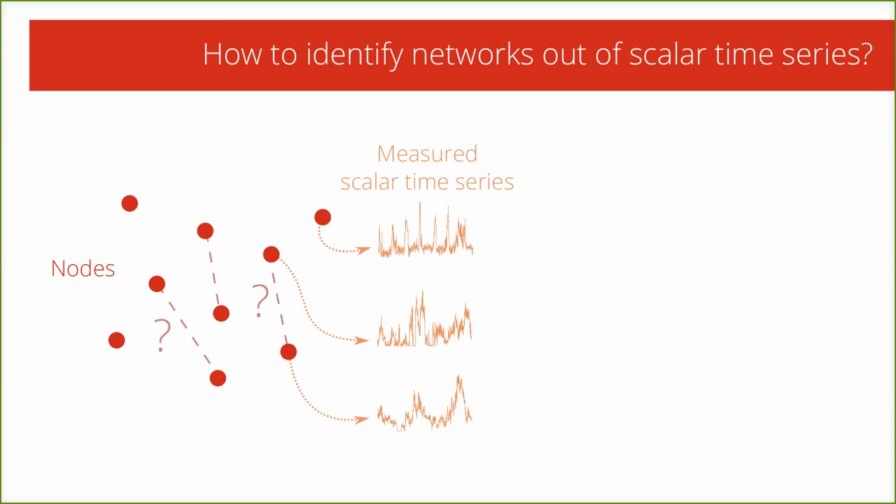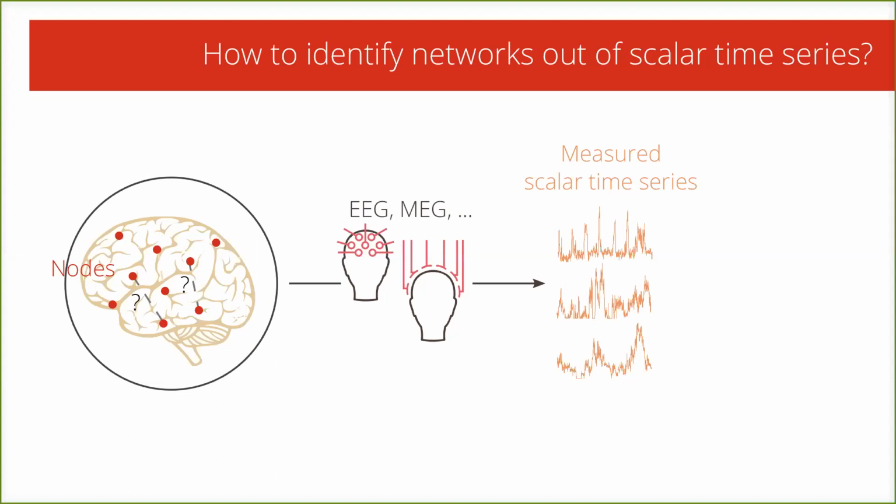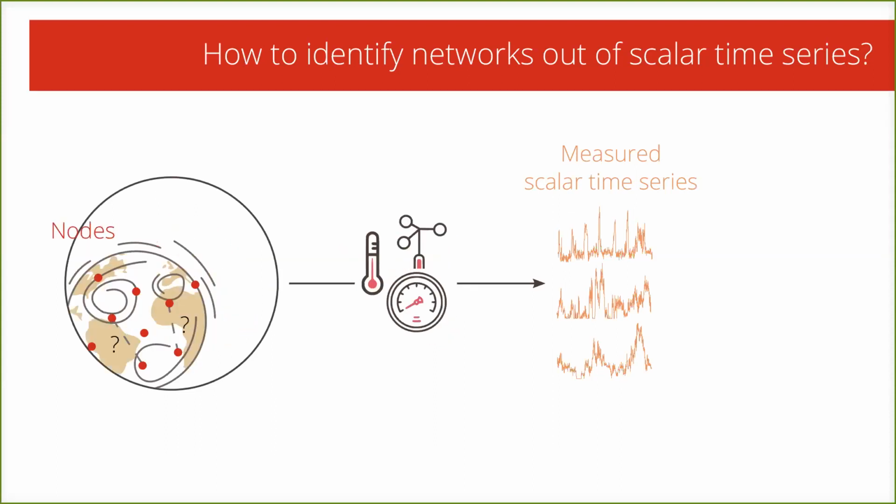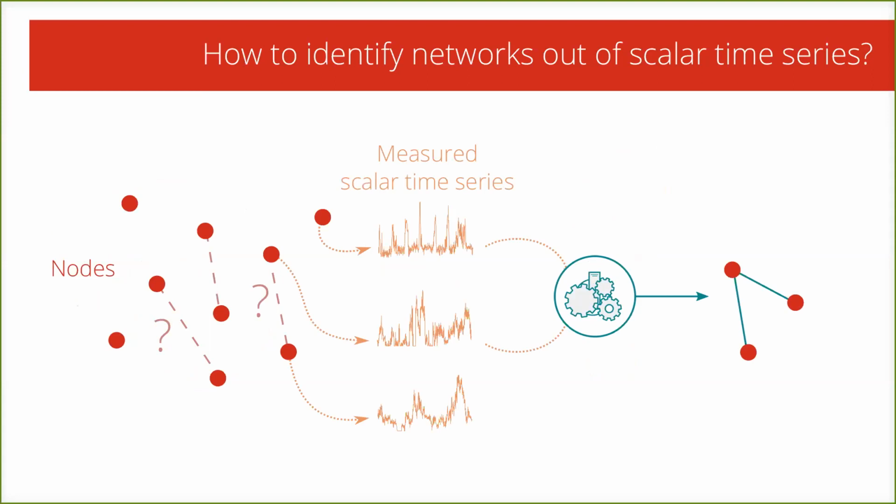Now, some examples of this issue are the human brain, in which you can measure activity corresponding to different areas or nodes by relying on electroencephalography or magnetoencephalography. Another example is climate or the atmosphere system, in which you measure temperature, pressure, or wind speed. In all those cases, what we need to do is to find an algorithm, a machine, to infer links out of the measured scalar time series. And this is the topic of the present work.